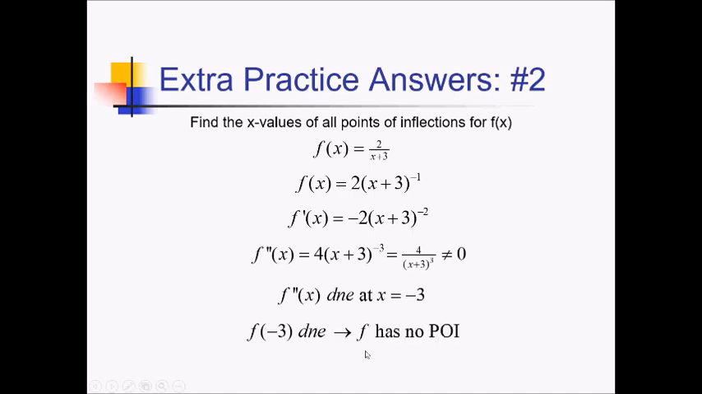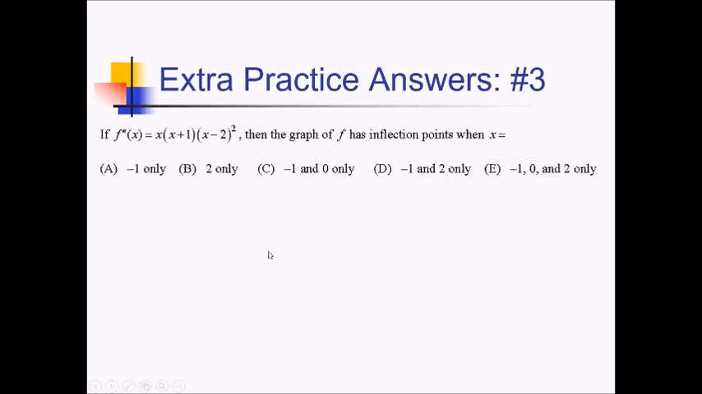On this problem, I'm given f double prime for a function, and I want to know where this has inflection points. So for that, I need to have some critical values, which I can find by setting f double prime equal to 0. And this is going to get zeroed out if x is 0, or negative 1, or positive 2. So at this point, we're going to do some sign analysis.